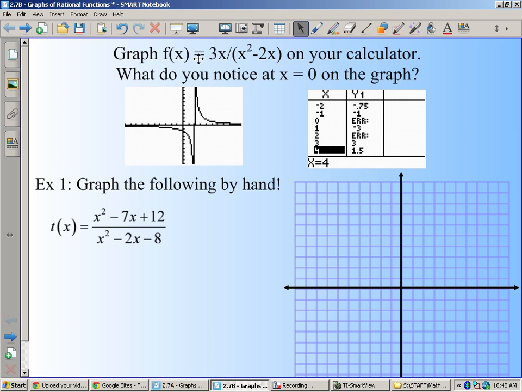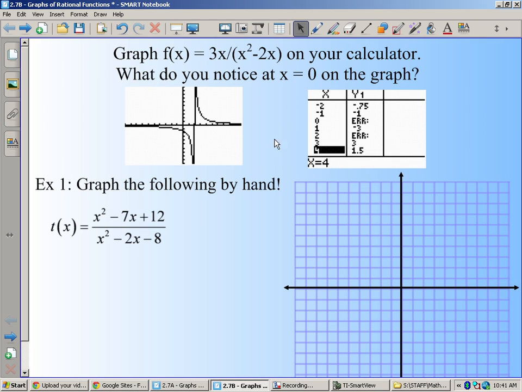But first, I have this one up here. It says graph f of x, and this is the function on your calculator. So this is what I graphed. And when you look at it, you'll notice that there's a vertical asymptote, it looks like, at 2. But you'll notice that in the graph it looks continuous over in the negatives. And the question is, what do you notice about x at 0?